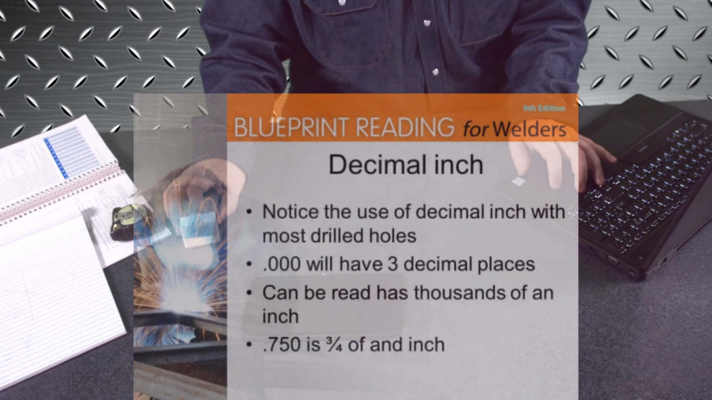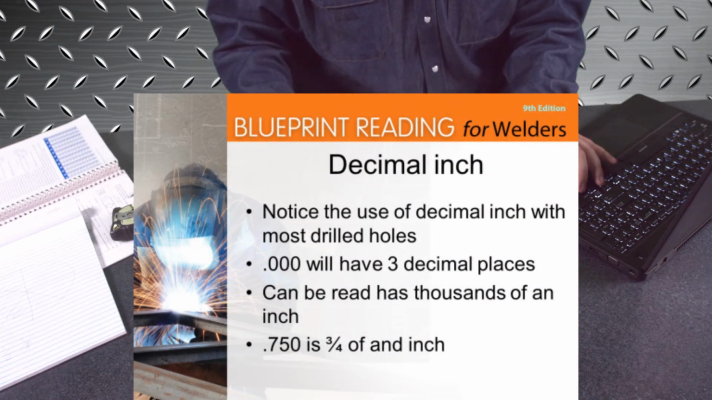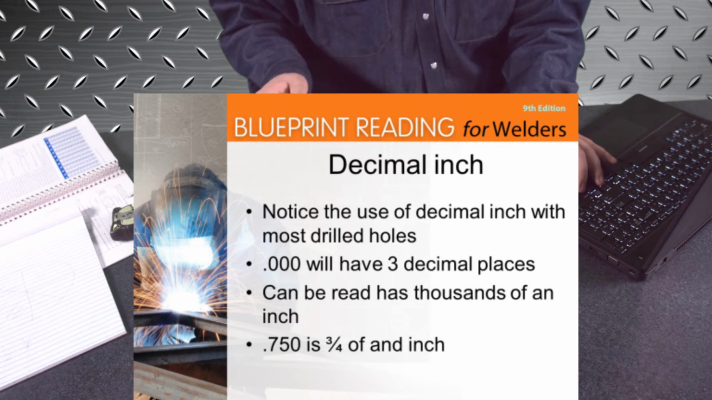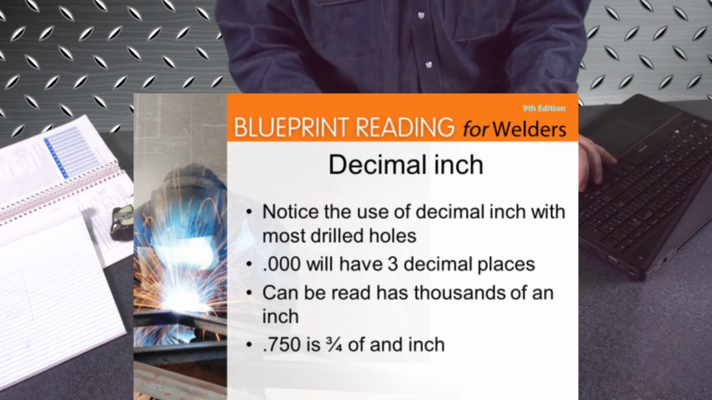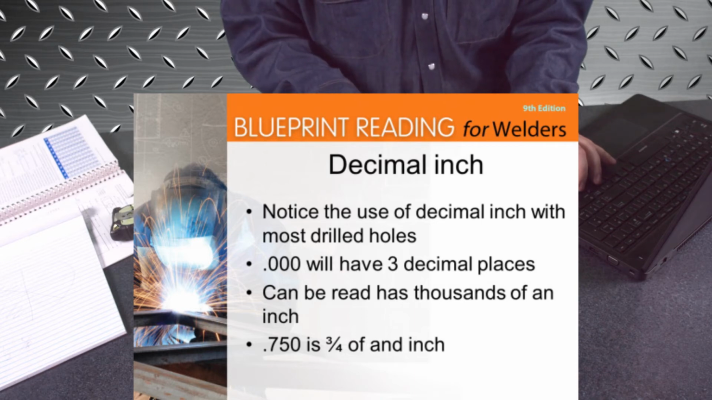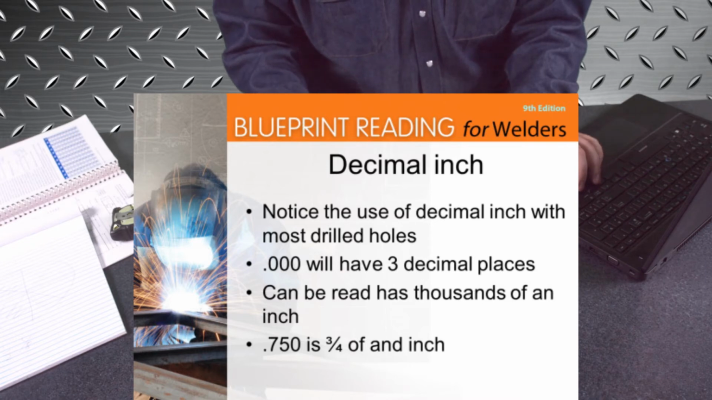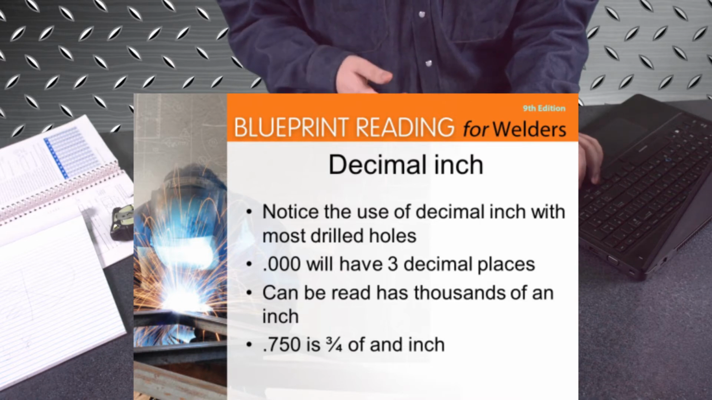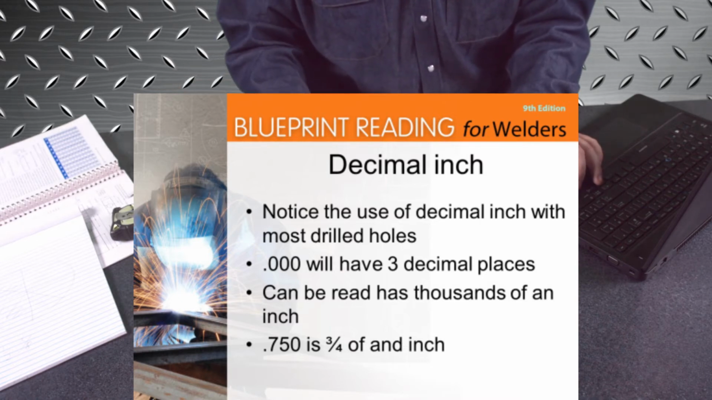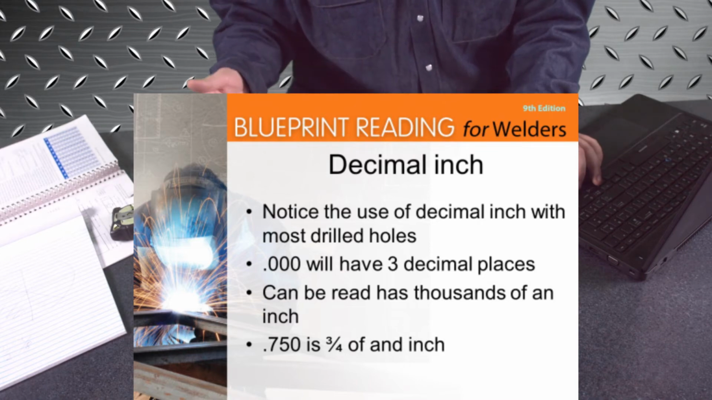Now, notice the use of decimal inch with most drilled holes. 0.003 will have 3 decimal places. So any decimal inch you run into is usually going to have 3 decimal places, all right? Now this can be read as thousandths of an inch because we go from the tenths to the hundredths to the thousandths, all right? So 0.750 can be read as 750 thou, or 750 thousandths of an inch. If you ever hear me use the word thou, I'm talking about thousandths of an inch, all right? But 750 thou is also 3/4 of an inch.